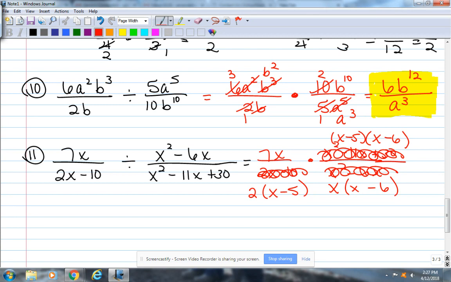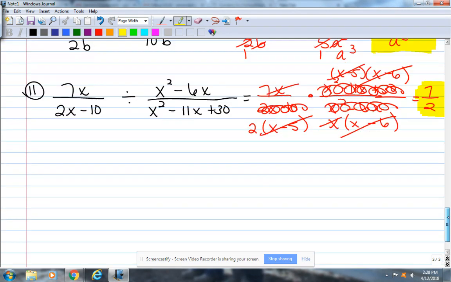Now, first of all, diagonally, these x's can cancel, right? Yep. What else can I cancel? X minus 5 with x minus 5. And then x minus 6 and x minus 6. What am I left with? 7 over 2. All my polynomials went away. And 7 over 2 won't reduce. It's 3.5, so you can leave it 7 over 2. Questions?